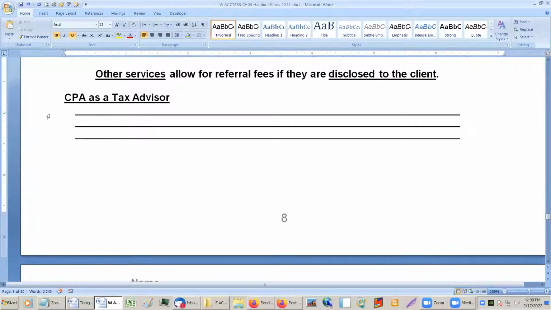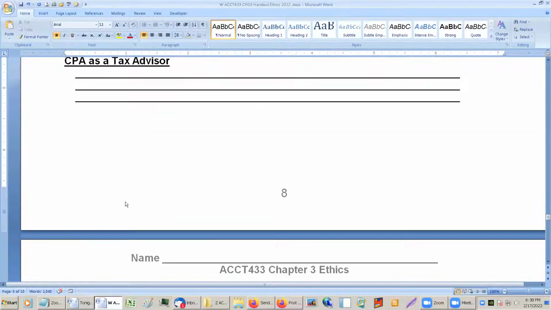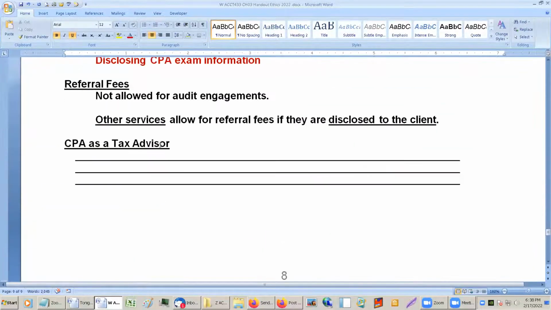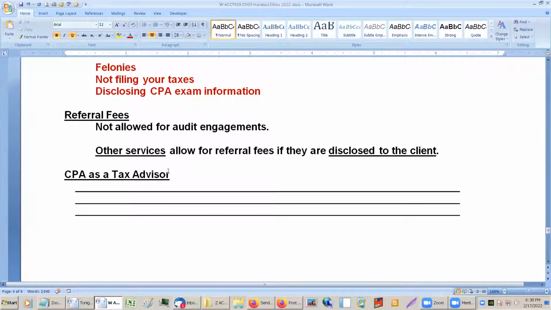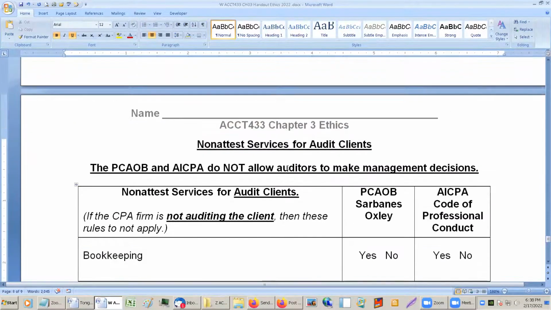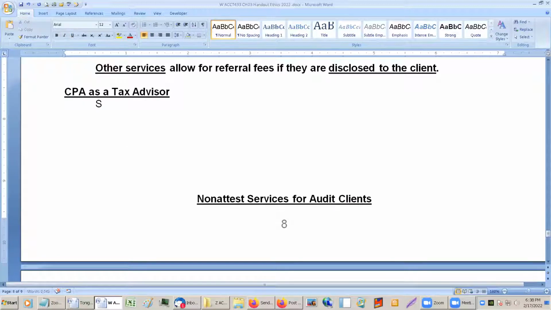CPA is a tax advisor. I think I get that down here. I should clean this thing up because a lot of them come down here. Yeah, let me do it down here. Skip this one. So you skip. See below.